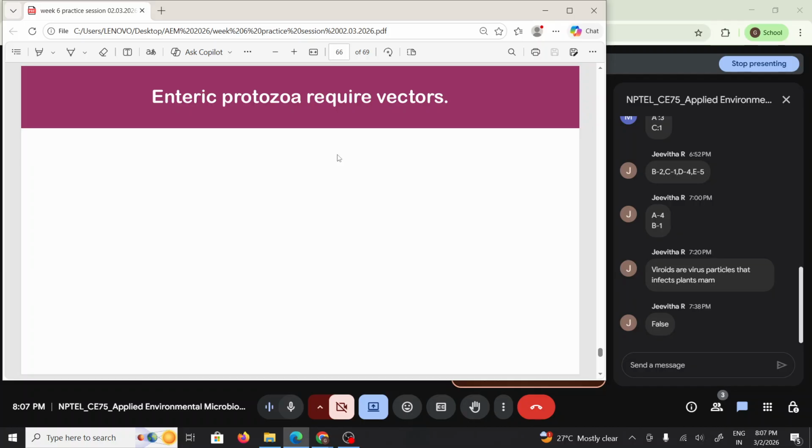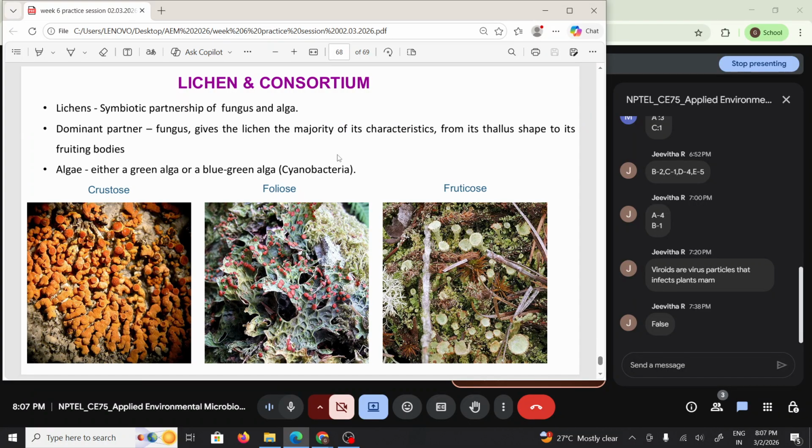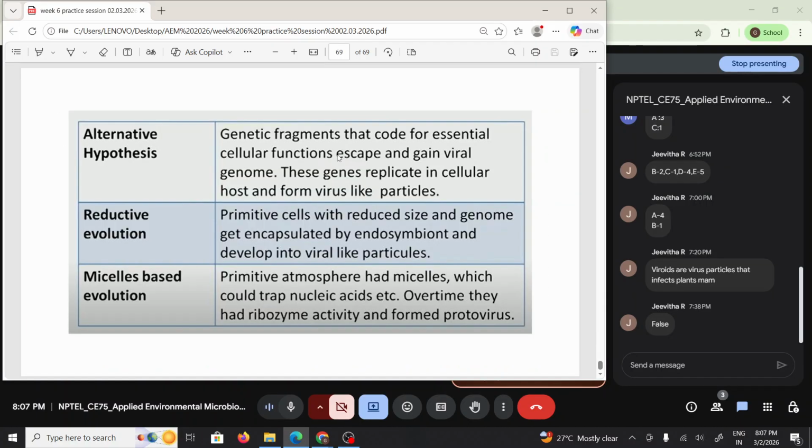Enteric protozoa require vectors. Enteric protozoans can directly come in contact through ingestion. They don't need vectors to get transferred. Hence, the statement is false. So finally, what lichen is we have seen, and this slide also we have seen already.